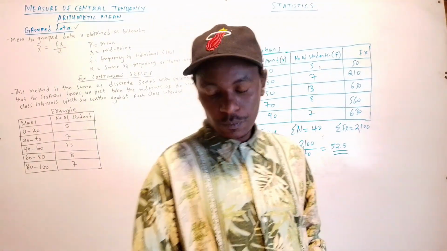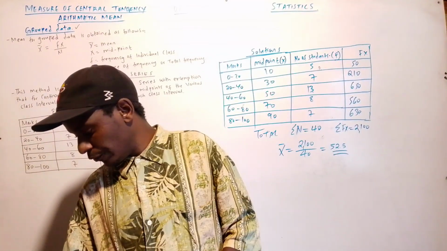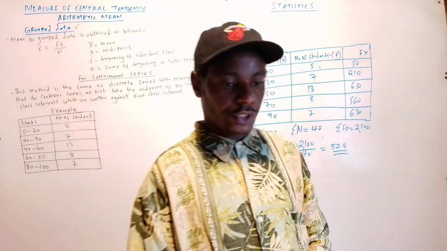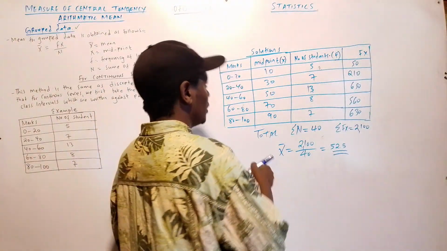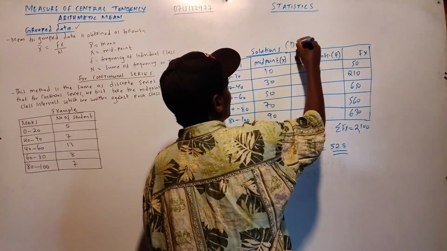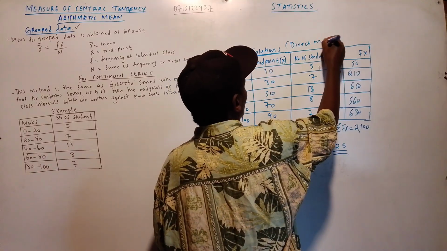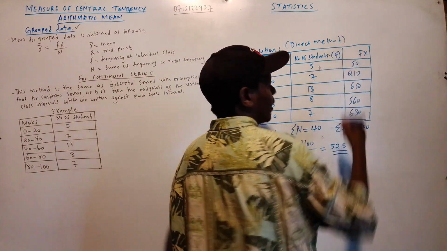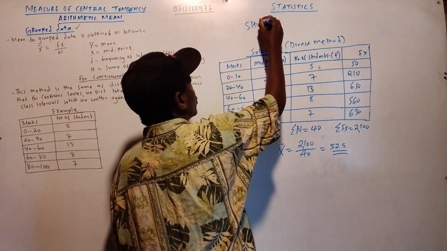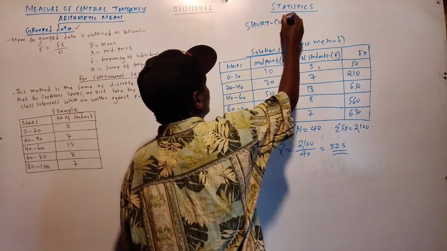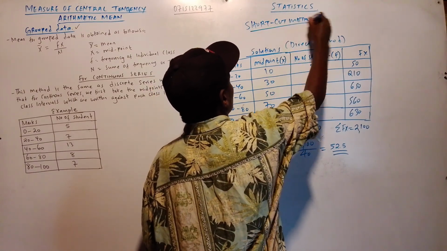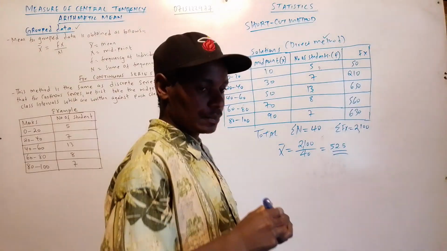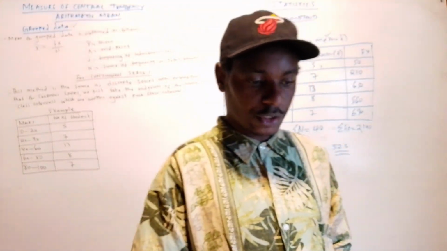Arithmetic mean is 52.5. This is the direct method. As I said, I'm going to use the direct method. The other method which I'm not using is called the shortcut method, which is not necessary, but you can run it. But as I have said, I will concentrate on the direct method.